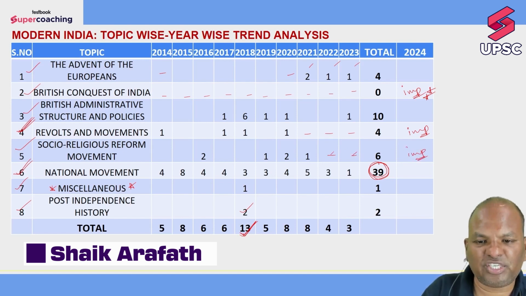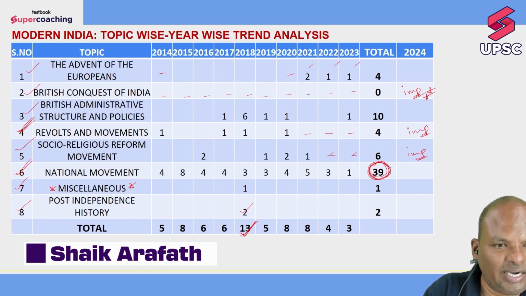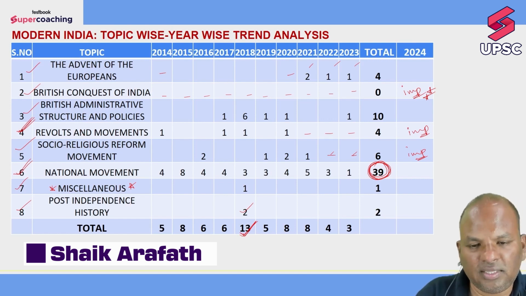So apart from national movement, which will anyway remain very important, apart from the national movement, these 3 areas, I would say, are important this year prelims. That is, 2nd chapter, British conquest of India, the 4th chapter, revolts and movements, and the 6th chapter, socio-religious reform movement. I hope this analysis would be of some help to you.